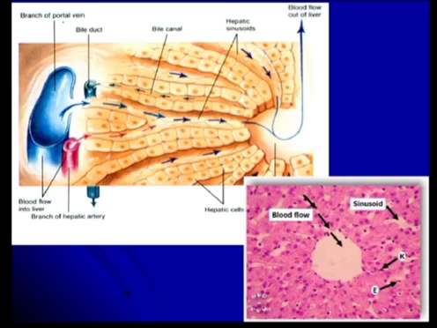You can see, this is the portal vein and this is the hepatic artery, and the blood is entering from the portal vein through these blood sinusoids. In between these hepatic plates there are spaces called the blood sinusoids, and blood is flowing towards the central vein. And also the hepatic artery which has got the arterial blood is mixing with the blood from the portal vein in the sinusoids and entering into the central vein.